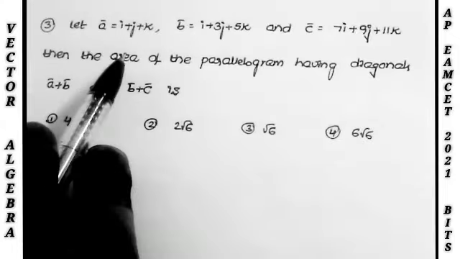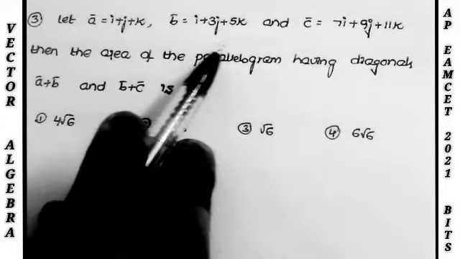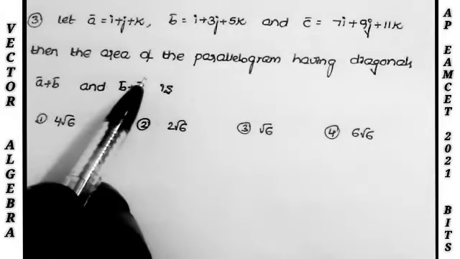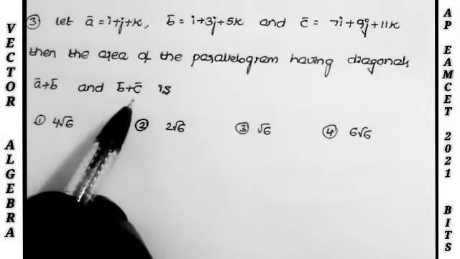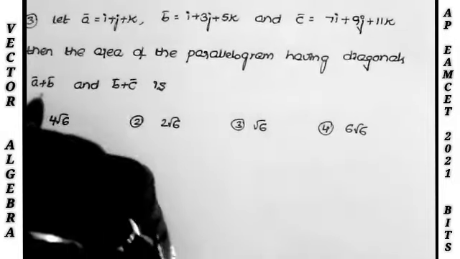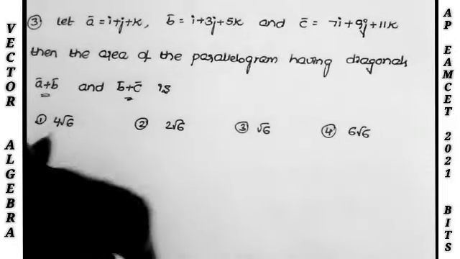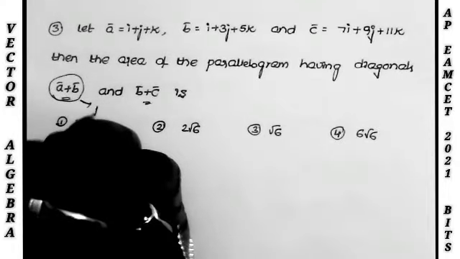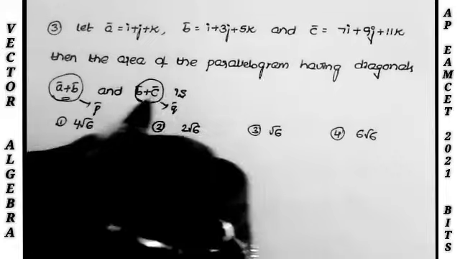Okay. Next one: let A bar be equal to I plus J plus K, B bar equal to I plus 3J plus 5K, and C bar equal to 7I plus 9J plus 11K. Then what is the area of the parallelogram having the diagonals A bar plus B bar and B bar plus C bar? Given that A bar plus B bar and B bar plus C bar are the diagonals of a parallelogram, I take A bar plus B bar as P bar and B bar plus C bar as Q bar.